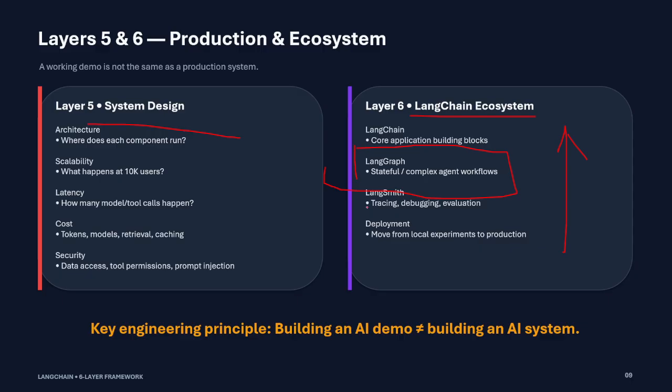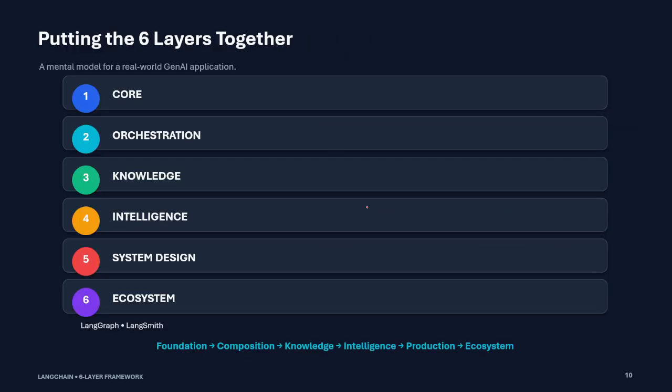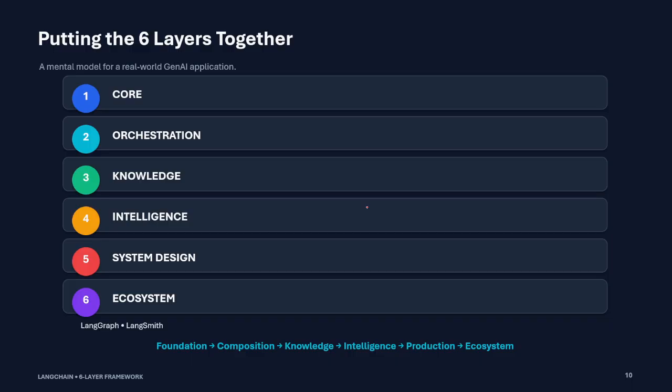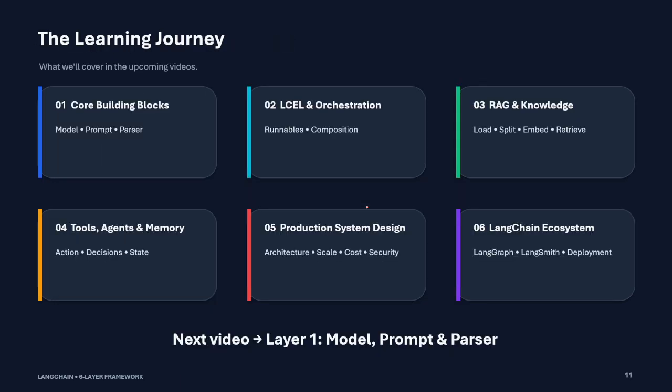So this is all about these 6 layers, which we will go through one by one in the next videos, so that we can cover all 6 layers of LangChain. It will become very easy if you go layer by layer, and when we go for the practical implementation, you will become more and more clear about the things. So this will be our learning journey.